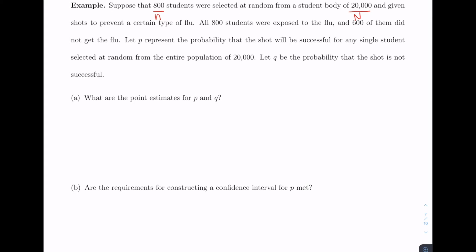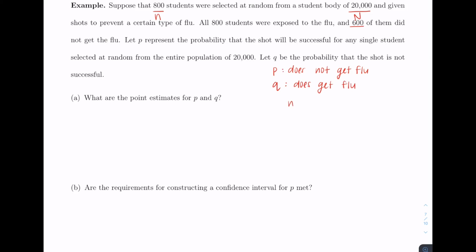All 800 of these students were given a flu shot. All 800 of them were exposed to the flu, and 600 did not get the flu. Here, it tells us that P is going to represent the probability that the shot is successful. In other words, P represents the probability that a student does not get the flu, while Q is somebody does get the flu.